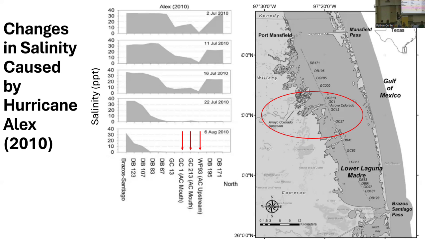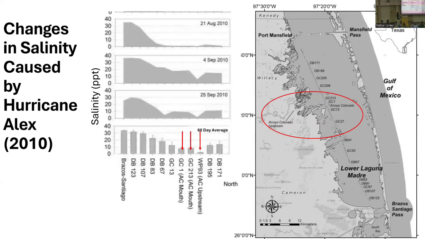So as you can see here in the shaded portion of the graph, this represents the salinity in the lagoon across these various transects, and that red circle there, that's the mouth of the Arroyo Colorado, and that corresponds to these red arrows. You can see from July 2nd, 2010 to August 6th, and even to September 25th, the salinity in this location is very low. So over the 60-day average, it did not go above 10 parts per thousand. So that's really bad for an area that's used to having higher than average salt concentrations.